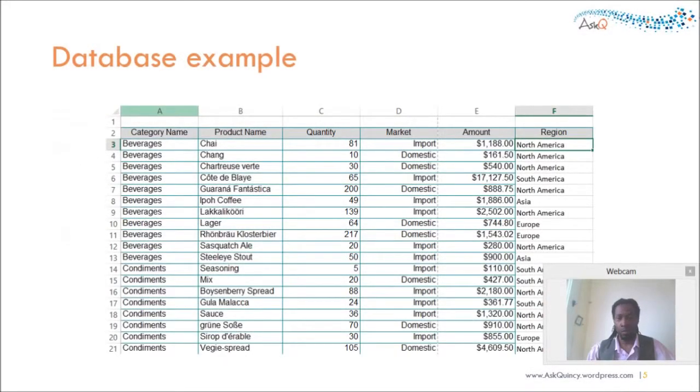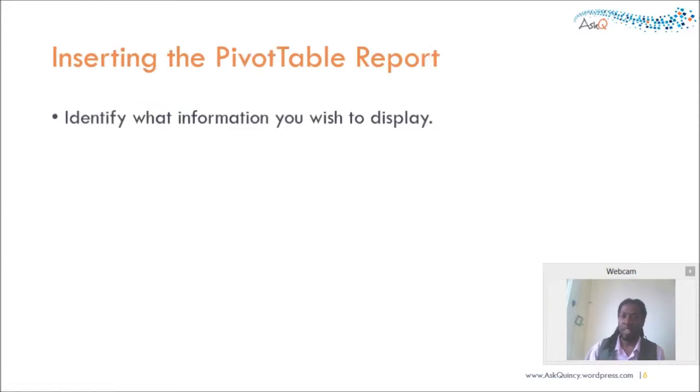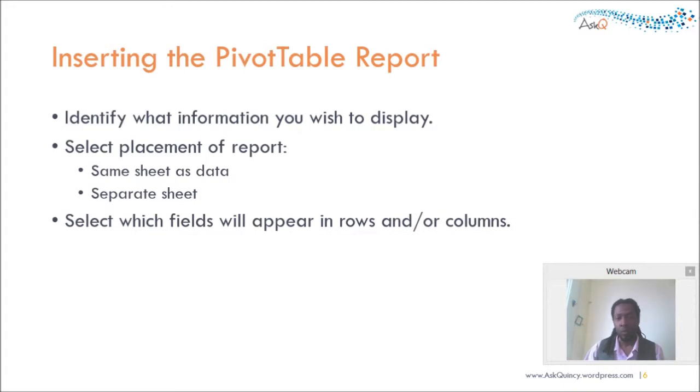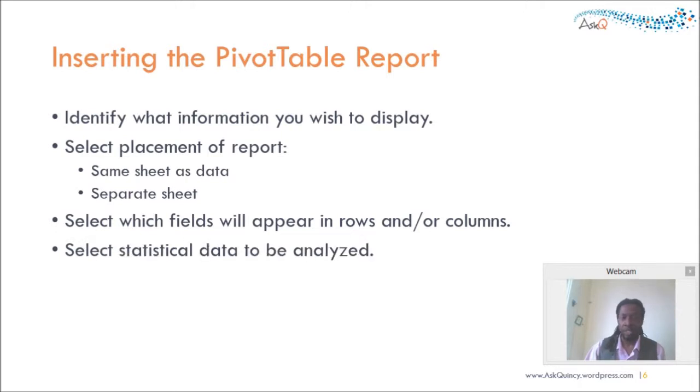So this on screen is an example of a database. To insert a pivot table, you need to identify what information you intend to display. Then select where you place it. It can either be placed on the same sheet the data sits on or on a separate sheet. Then choose which fields are going to appear in either the rows or the columns or both. And lastly, choose what data is going to be analyzed.